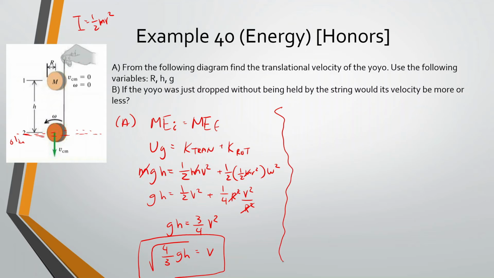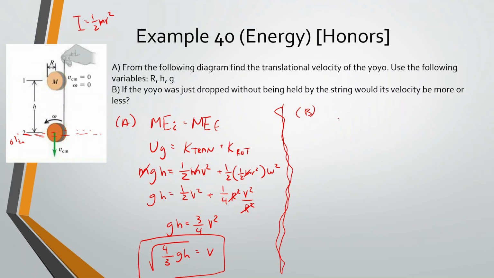So those are all variables. Sometimes students have a hard time with that, but don't let it trick you. It's the same thing, except you're just using variables instead of numbers. So part B: if the yo-yo is dropped without being held by the string, would its velocity be more or less? So now there's no string here, you just drop it. Would it be more or less?